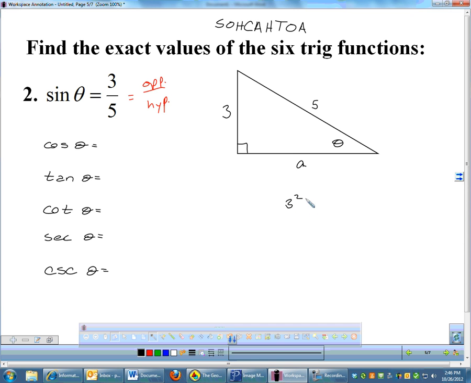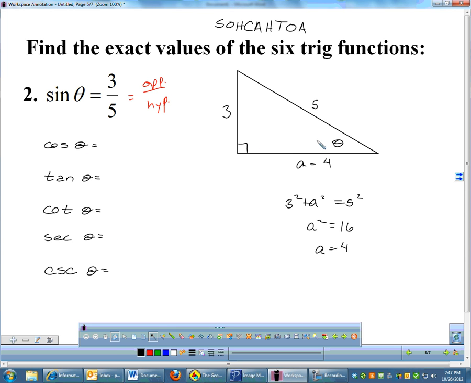So 3 squared plus a squared is 5 squared. a squared equals 25 minus 9, which is 16, and a is going to be 4. Of course, hopefully you just know that 3, 4, 5 are the sides of one special right triangle. So I know that my adjacent side is 4, and now that I have all 3 sides of my triangle, I can fill down cosine through cosecant.